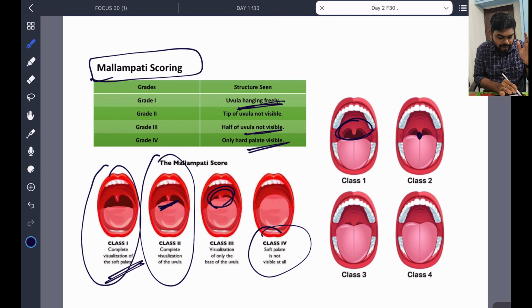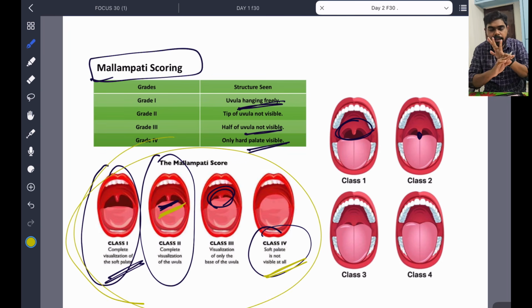The tip of the uvula is just missing, like this image. See, that is grade 2. And grade 3 is almost more than half of the uvula is missing. And completely soft palate is not visible. A complete uvula is not visible, is seen in grade 4. So this image is very important. Please refer to this image. It is very important for you.